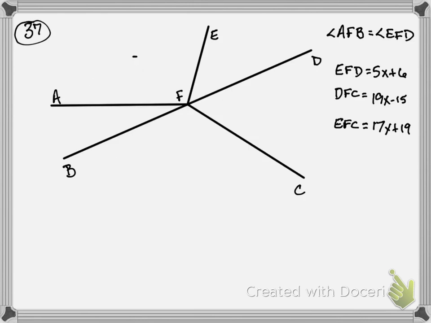So here's number 37. It gives you a whole bunch of stuff in here. It gives you a big picture with nothing in it, but it gives you a lot of information at the top. So always take it step by step, read what you have, and then go from there. They tell me AFB is equal to EFD, right? So AFB is equal to EFD.